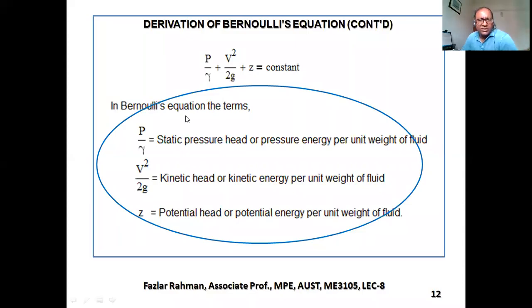You see the three components of Bernoulli's equation, we explain it right over here. P by gamma is called static pressure head or pressure energy per unit weight of the fluid. V square by 2g is kinetic head or kinetic energy per unit weight of fluid. And Z is potential head or potential energy per unit weight of the fluid.